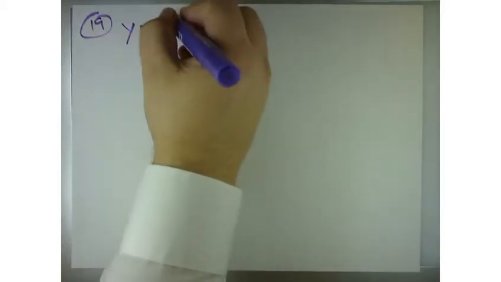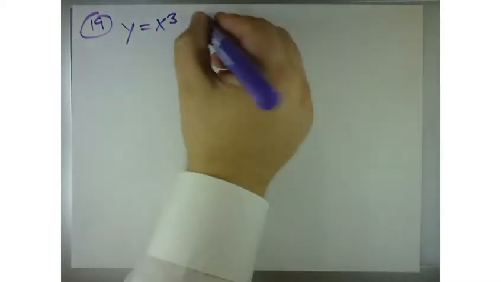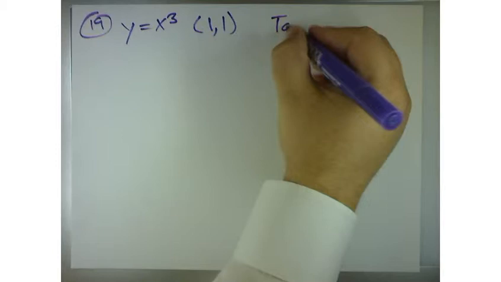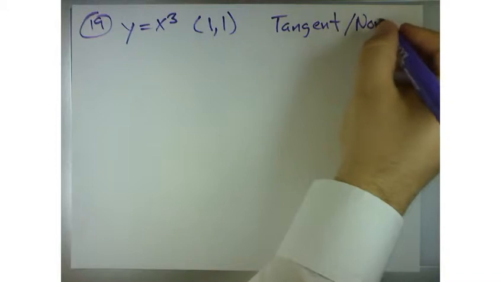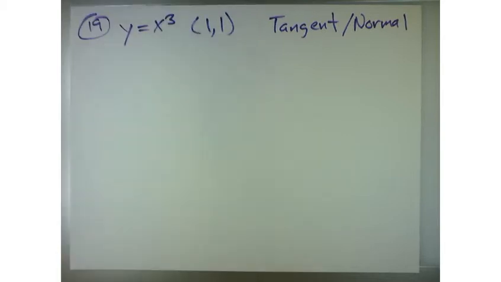Problem number 19. The textbook gives us the function y equals x cubed. And then it asks us to find the tangent line that crosses through the point 1, 1. So we're asked to find the tangent line and the normal line. Okay? So to find the tangent line, we just need to take the derivative of this, evaluate it at 1.